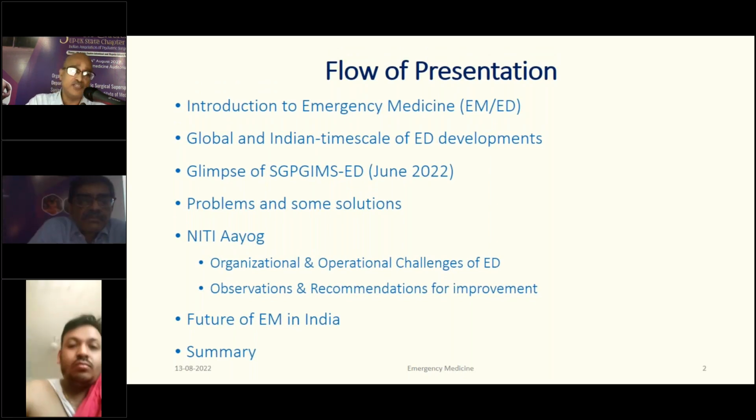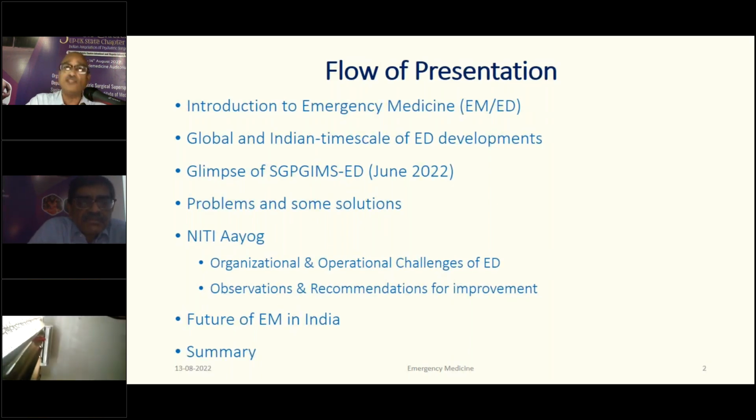It needs to be tackled at a much higher level than us dealing with all the problems and all the solutions. And then we go ahead with the Niti Aayog and the organizational and the operational challenges of the ED. We also go into the observations and the recommendations for improvement of the Department of Emergency Medicine overall in the country. And we also look into the future aspects of emergency medicine, and then we summarize the entire presentation.